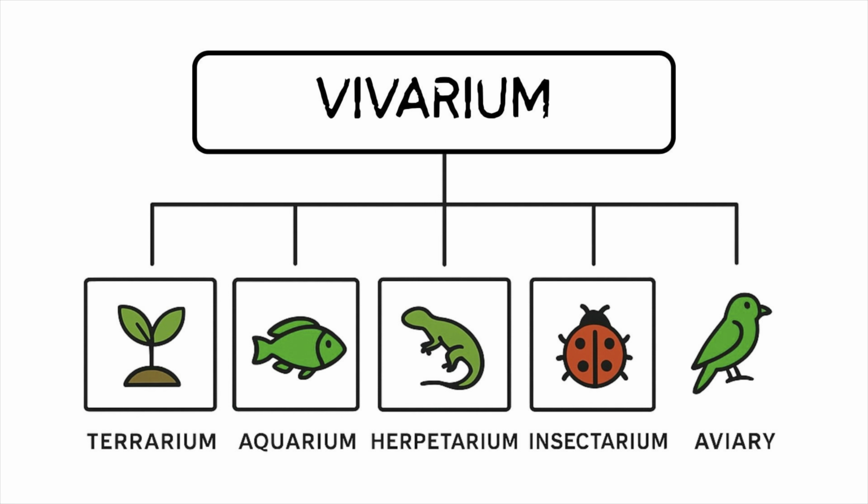To put it in perspective, here's a few other types of vivaria. So you have the aquarium for aquatic life, you have the insectarium for insects, you have a paludarium, which is a mix of land and water, and then you have an aviary for birds. You have the herpetarium for reptiles and amphibians, and each one is a specialized vivarium designed to meet the needs of the life it contains. But basically what they all have in common is an enclosed space for a specific purpose.